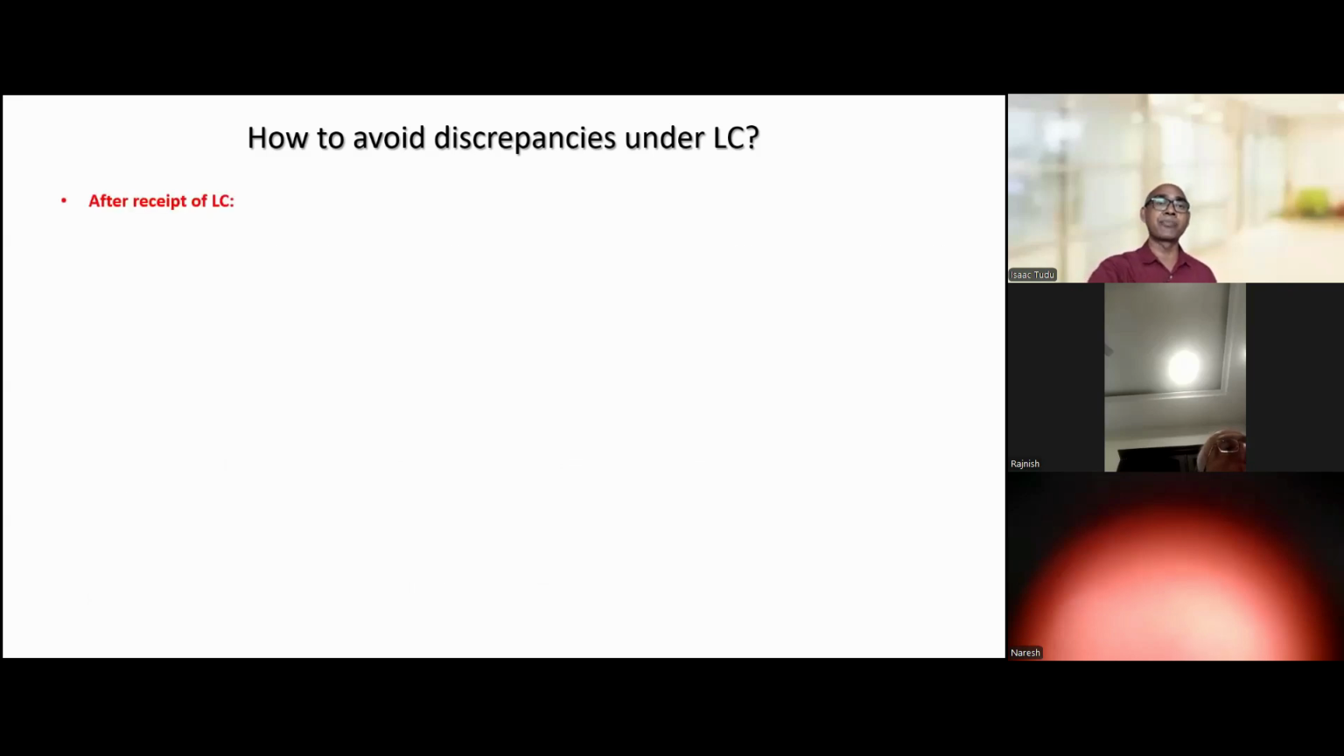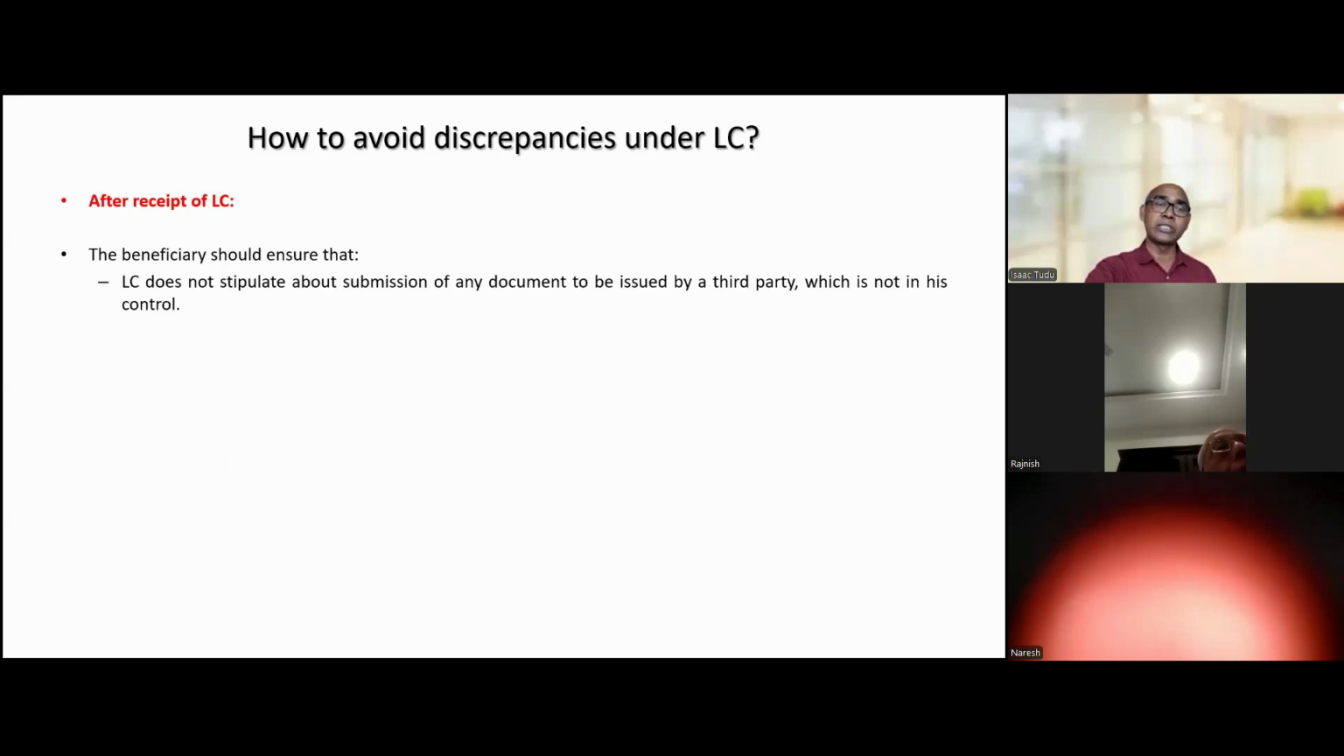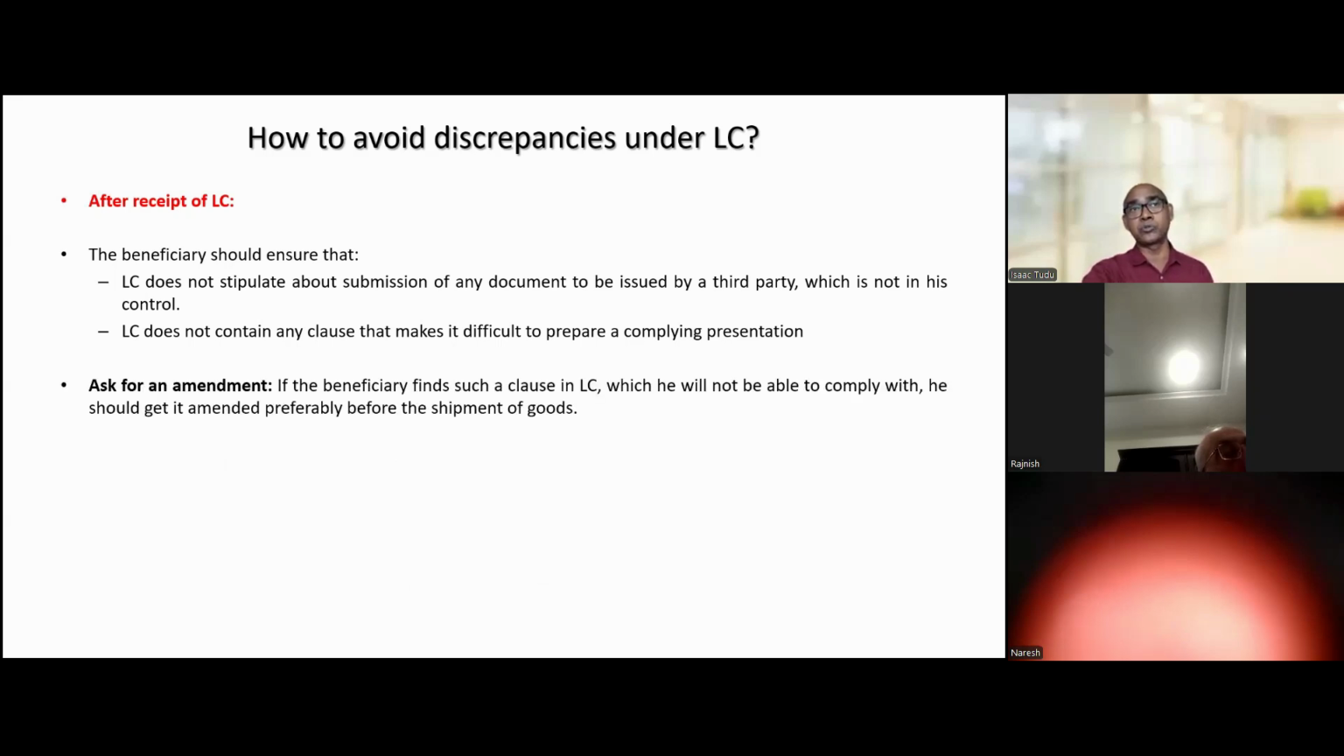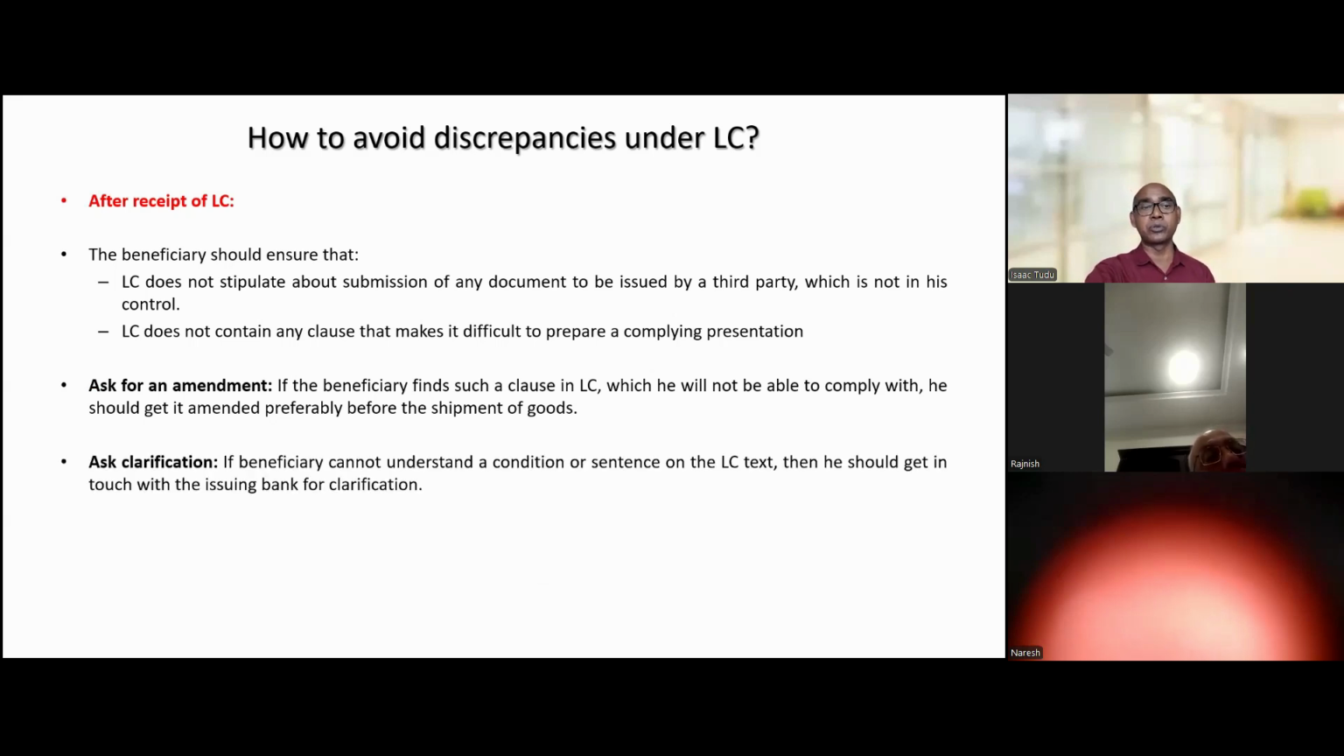So it is better. Once you receive the LC, I have already told you that you need to go through each and every word of the LC, so that nothing is against you. You should be able to comply with the terms and conditions of the LC. If you observe you are not, then ask for the amendment before you do the shipment of the goods, right? And any ambiguity you observe, what is the meaning of this word? Better to ask.